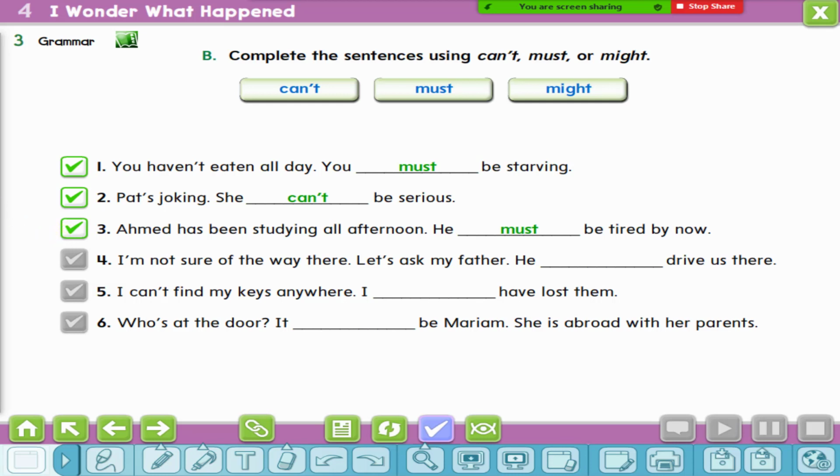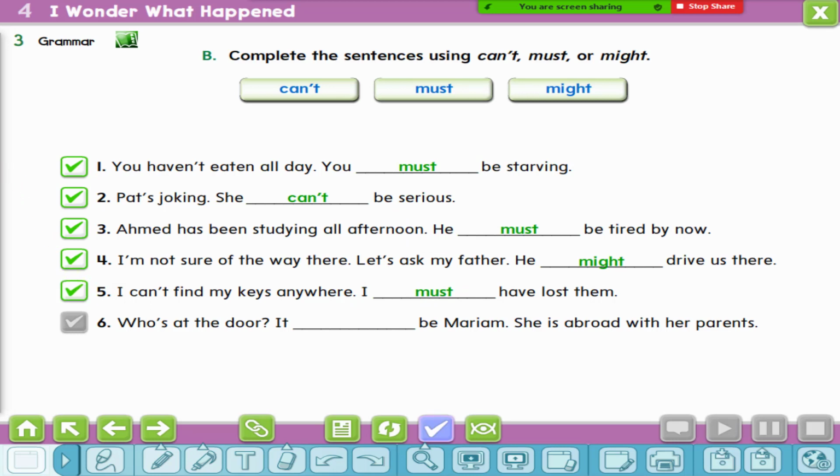Number 4. Yes, Muhammad? I am not sure of the way there. Let's ask my father. He might drive us there. Yeah, very good, thank you, Muhammad. Number 5. Yes, Abdurrahman? I can't find my keys anywhere. I must have lost them. Very good, Abdurrahman. I must have lost them.